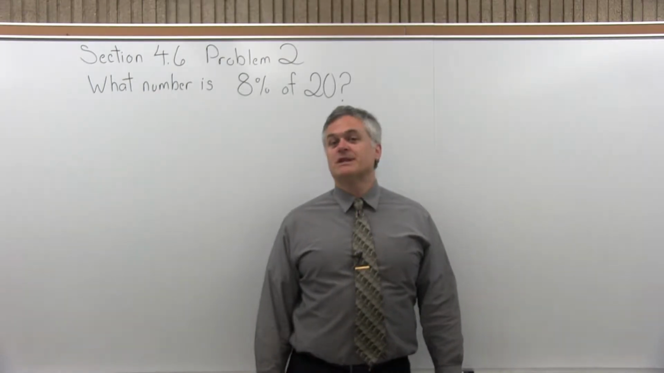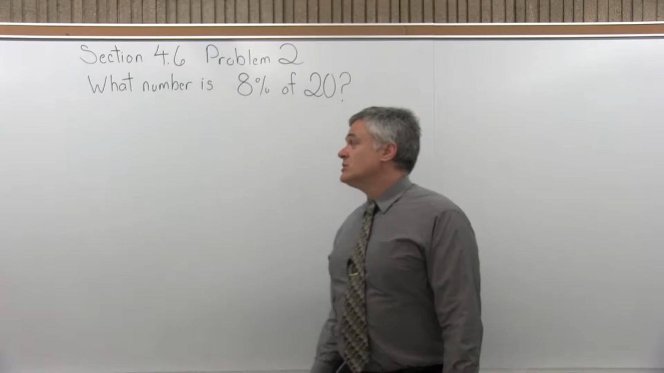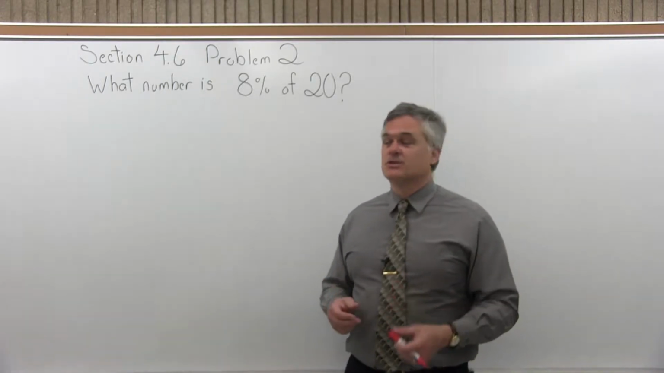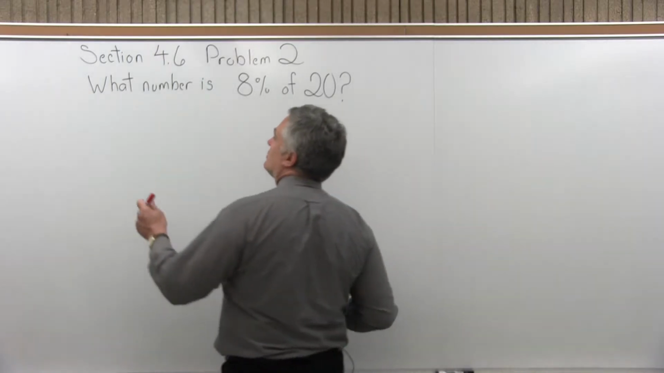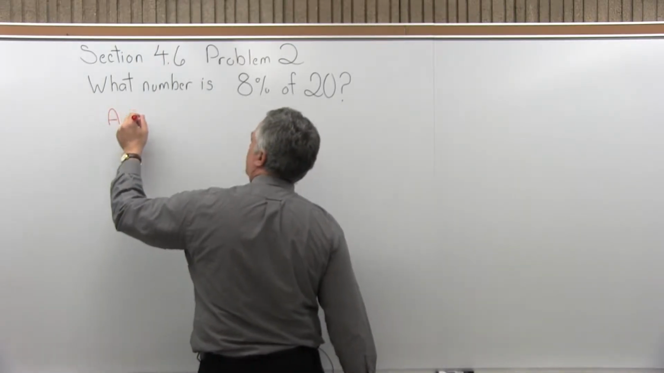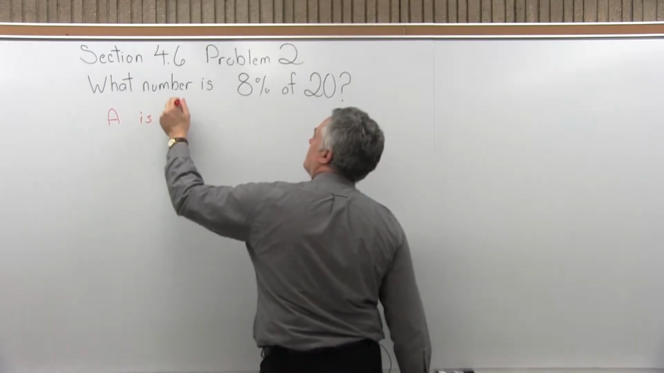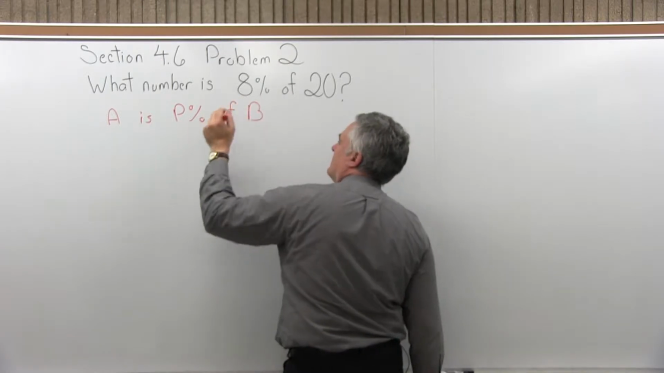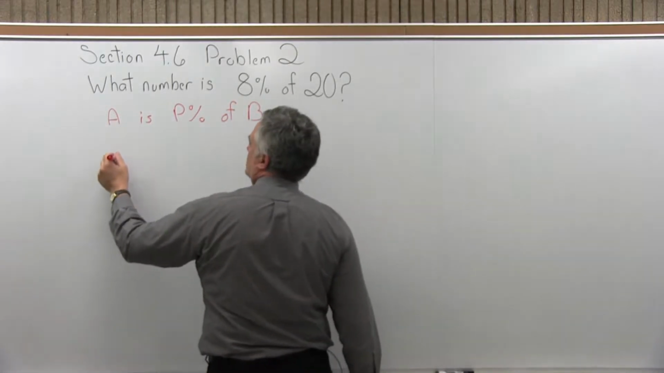It says, what number is 8% of 20? So from this section, what we want to do is set these percent problems up as a proportion and solve them as a proportion. To do that, you want the sentence to be worded, A is P% of B, and then use that to set up an equation.